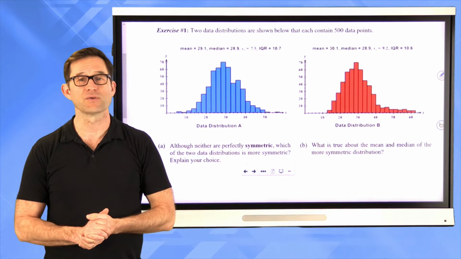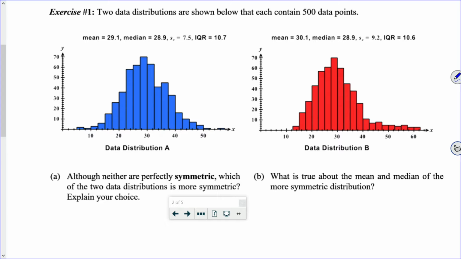So let's take a look at exercise number 1. Two data distributions are shown below that each contain 500 data points. You have data distribution A in blue and data distribution B in red, although on your worksheets they're just in white and black. Letter A: although neither is perfectly symmetric, which of the two data distributions is more symmetric?